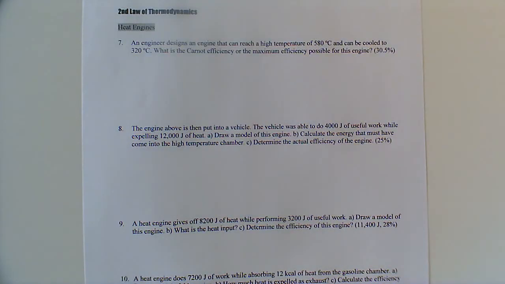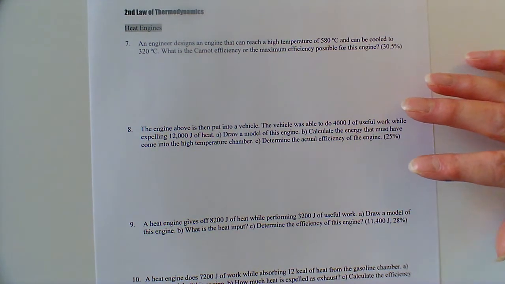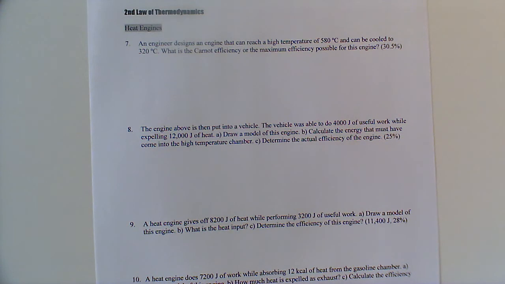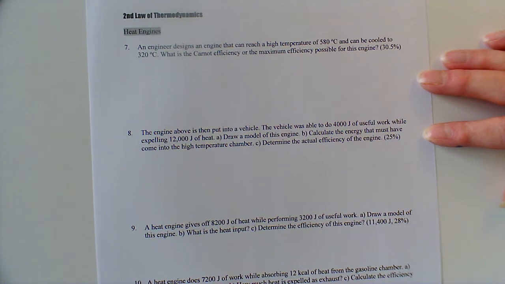All right, we're going to look at two sample problems that hopefully will help you better understand how heat engines work. And number two will better explain the difference between the Carnot or the maximum efficiency and what is called the actual efficiency. In the first problem, it says an engineer designs an engine that can reach a high temperature of 580 degrees Celsius and can be cooled to 320 Celsius. What is the Carnot efficiency possible for this engine?